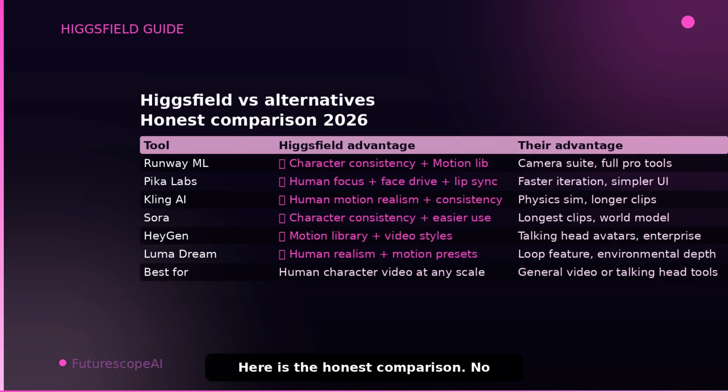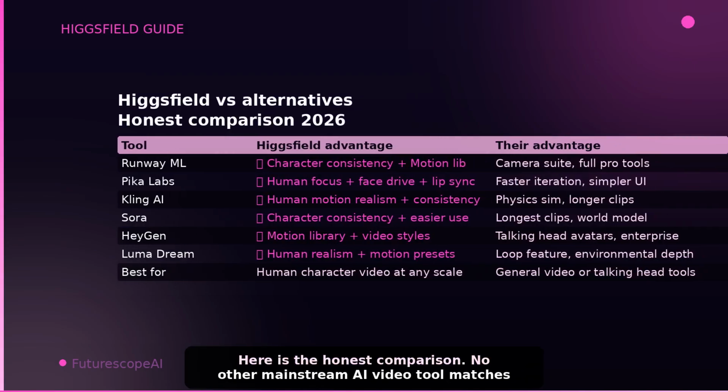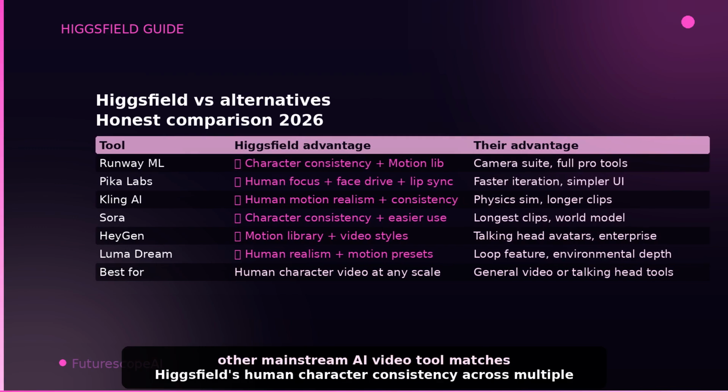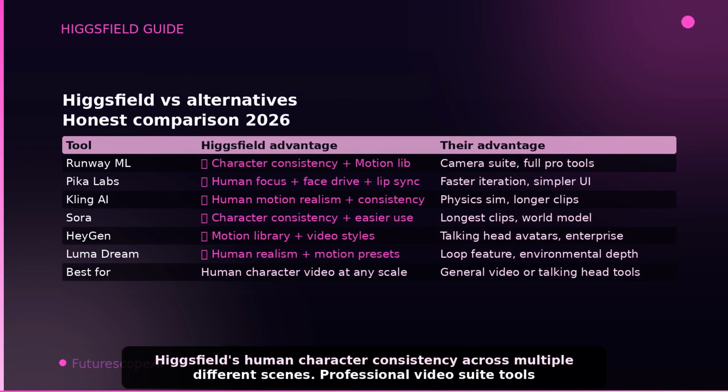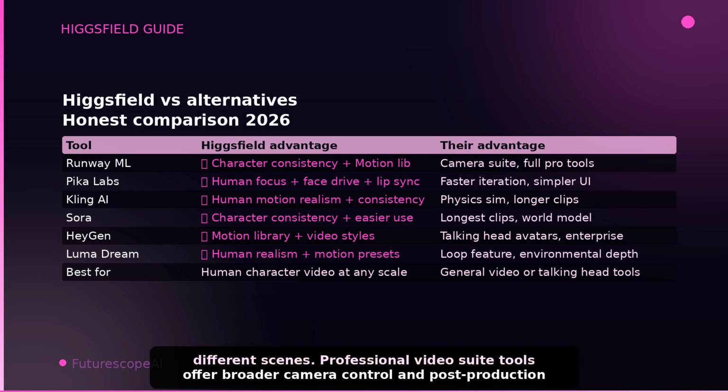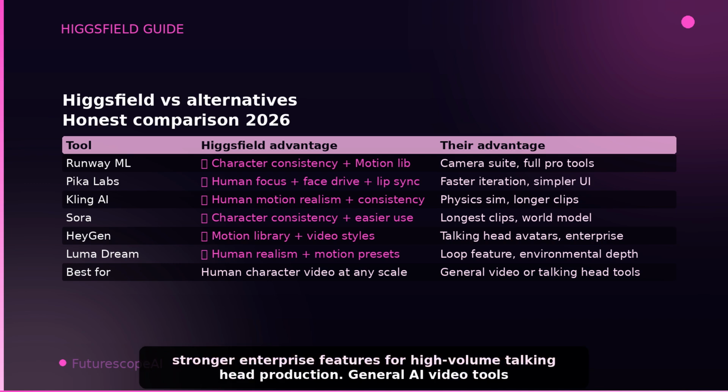Here is the honest comparison. No other mainstream AI video tool matches Higgsfield's human character consistency across multiple different scenes. Professional video suite tools offer broader camera control and post-production capabilities. Dedicated avatar tools often have stronger enterprise features for high-volume talking head production.